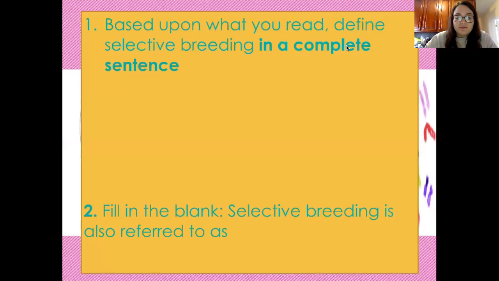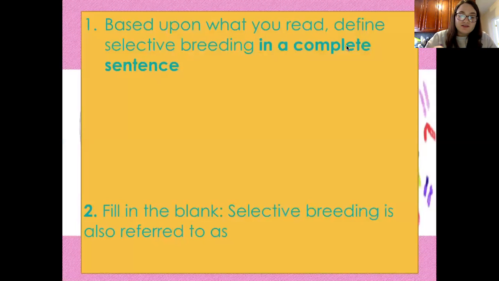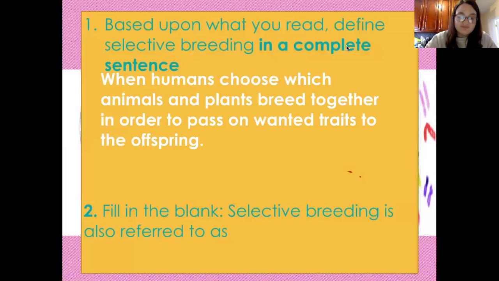So now using this information, let's answer these questions. Question number 1 says, based upon what you read, define selective breeding in a complete sentence. Well, we saw in the passage that selective breeding is where scientists decide what traits they want to pass on. If they see a plant with a great ability to make food, and then they see another plant with disease resistance, and they say, hey, if we cross these two together, we can make a plant that is both disease resistant and makes great food. Based off of that, we can infer that selective breeding is when humans choose which animals and plants to breed together in order to pass on wanted traits to the offspring.